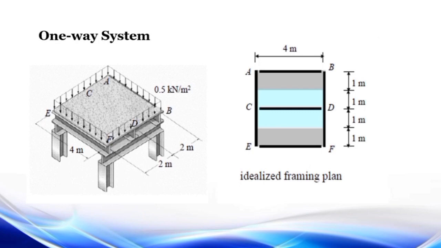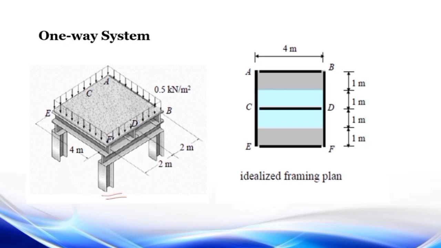Ngayon pag-uusapan natin yung one-way system and the two-way system. A slab or deck that is supported such that it delivers its load to the supporting members by one-way action is often referred to as a one-way slab. To illustrate the method of load transmission, consider our framing system shown here in the figure.